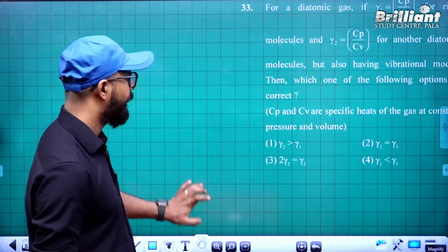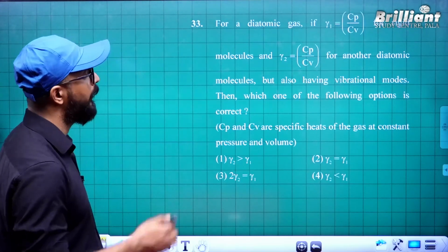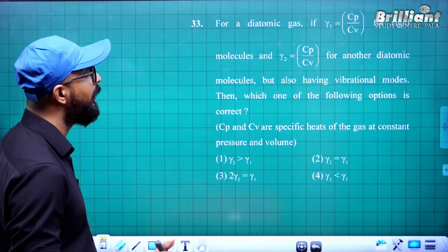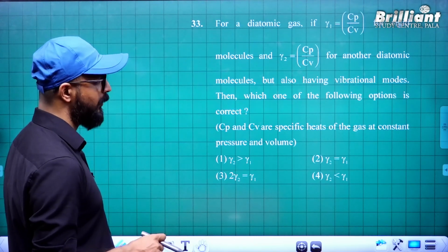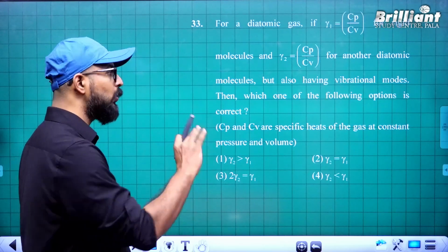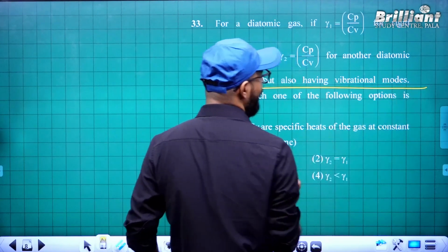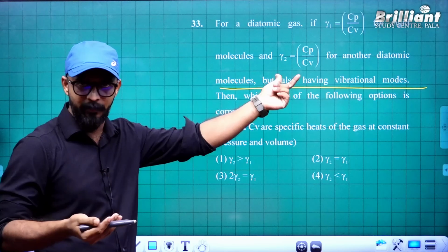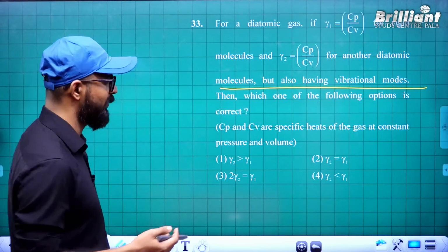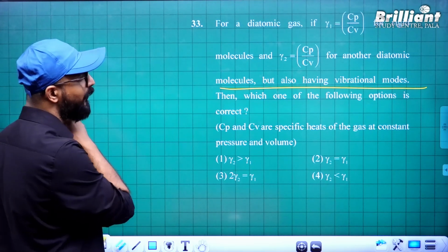Moving on. For a diatomic gas, gamma 1 is equal to Cp by Cv for a rigid molecule, and gamma 2 is equal to Cp by Cv for another diatomic molecule, but also having vibrational modes. So this one has vibrational modes in it, the other one doesn't. That means this is done at a higher temperature, that's why it has vibrational modes. Which one of the following options is correct is the question.